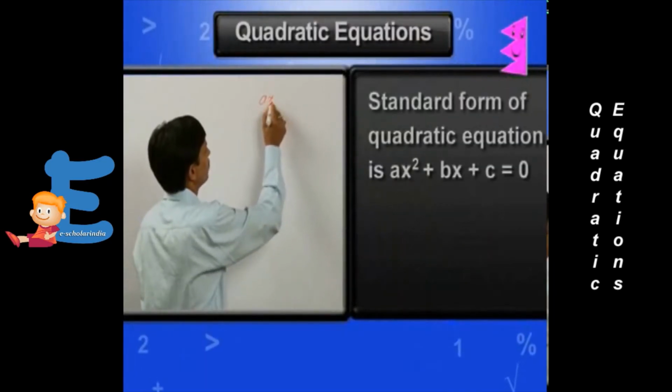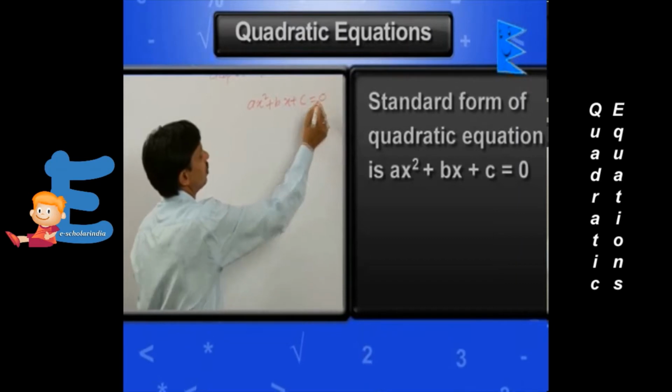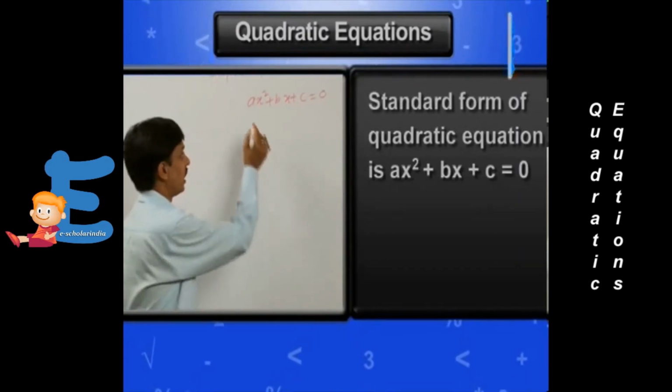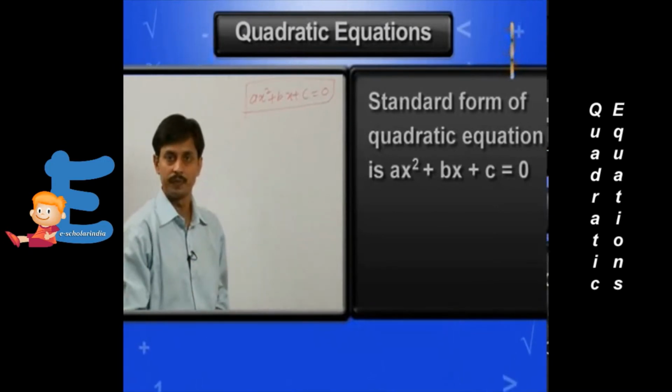If we say what is the quadratic equation, the standard form of the quadratic equation is approximately the same as the polynomial. It is like this: ax square plus bx plus c is equal to 0. We say this is the standard form of the quadratic equation.